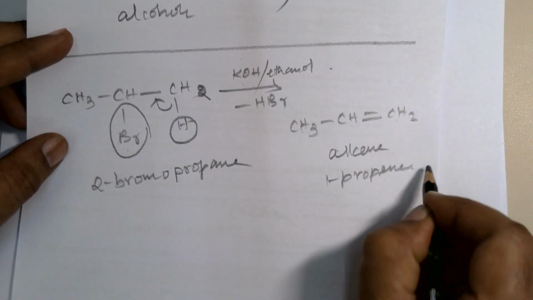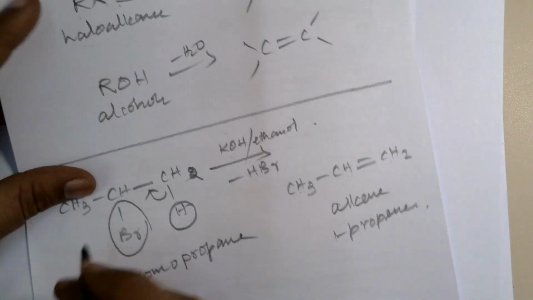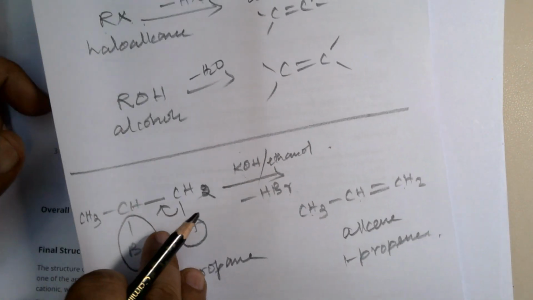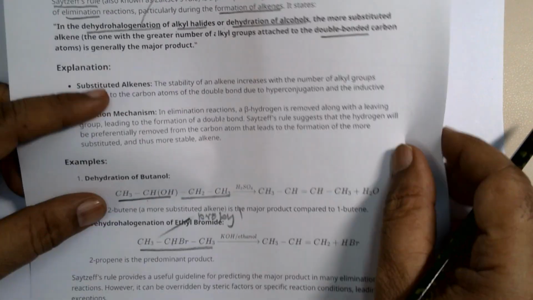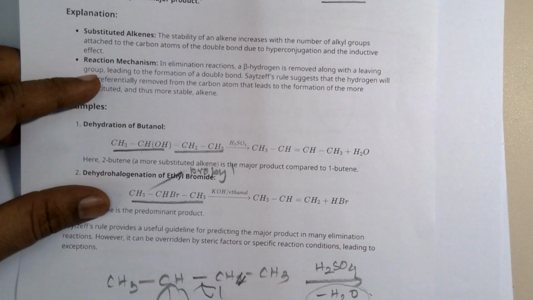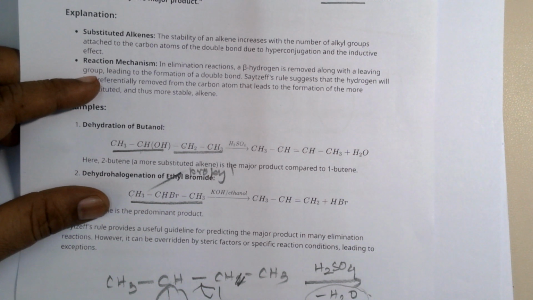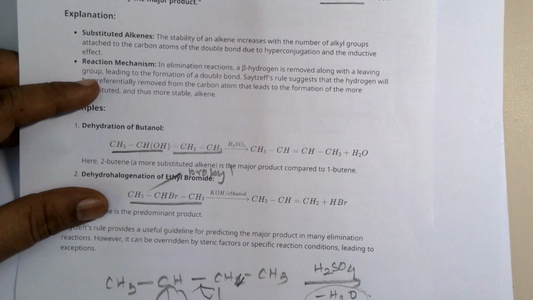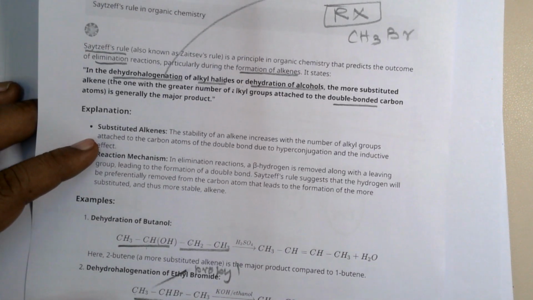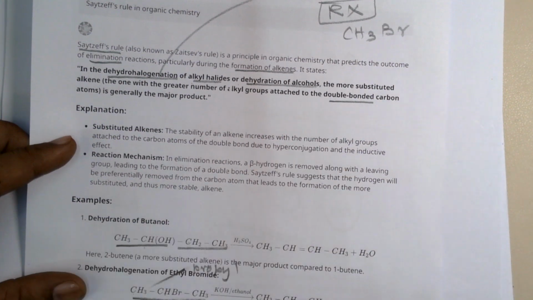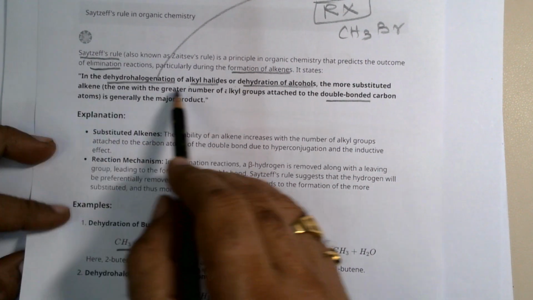Do you understand? And I have already explained about the second type, that is from alcohol, how water is removed to get alkene. So in this case, I have used 2-butanol, that is secondary alcohol. By using H2SO4, you are able to remove water, OH as minus, H as plus. So this bond goes here to form a double bond, where from we are able to get 2-butene here. Do you understand this? So this is called Saytzeff rule, which is nothing but elimination reaction.